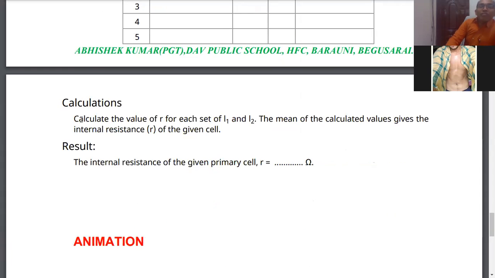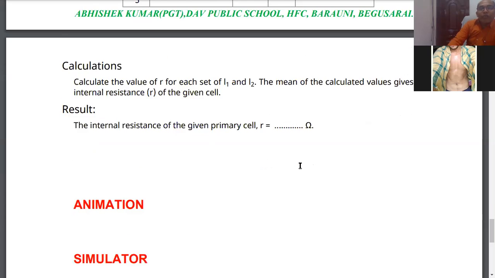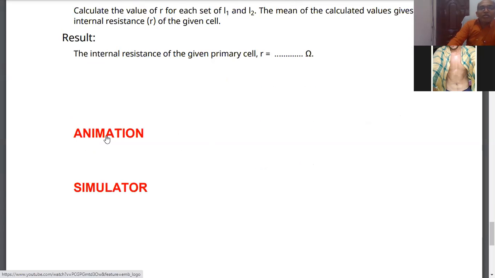Now the calculation part. Calculate the value of r for each set of L1 and L2, and the mean value of the calculated values gives the internal resistance, or true value of internal resistance, of the given cell. Now the result has to be placed here: the internal resistance of the given primary cell. Whatever mean value you get must be placed here. Okay. Now first of all, we move on to the animation part of the same experiment. You just look.